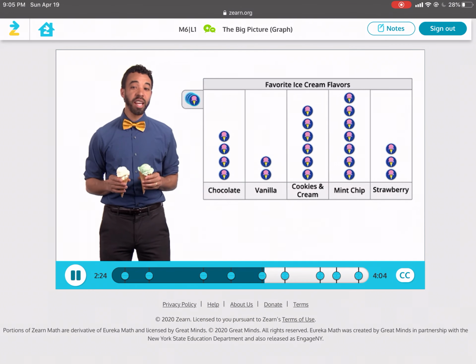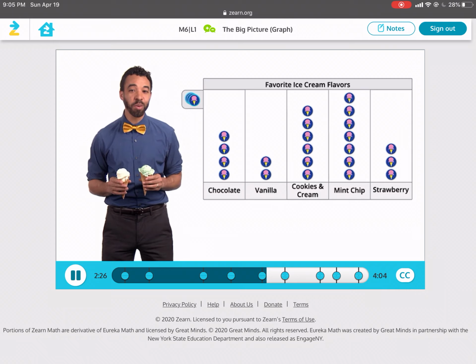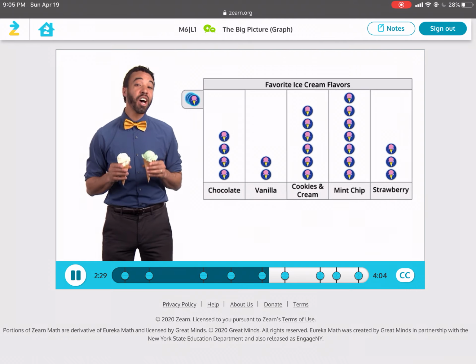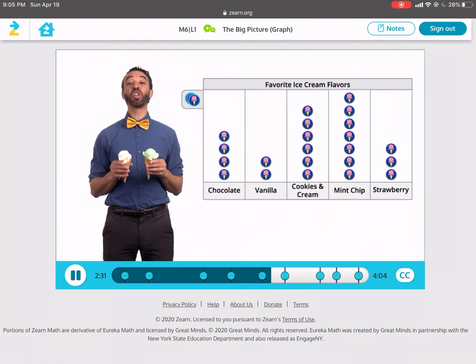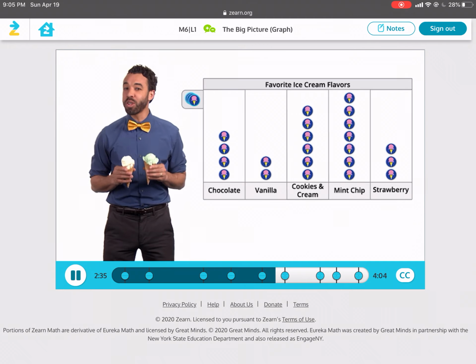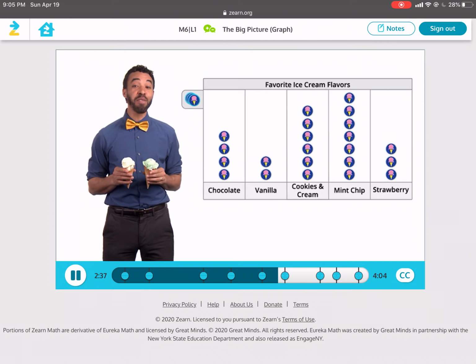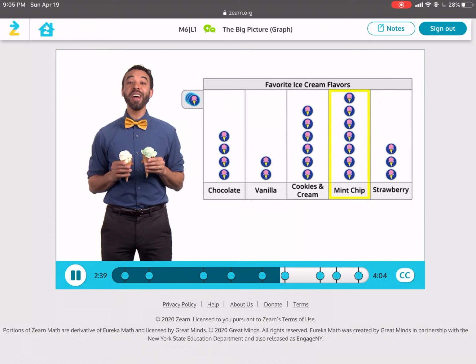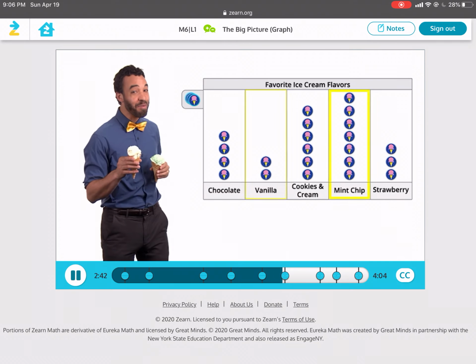Now that we know which flavors we should stock in our ice cream parlor, we can use our picture graph to understand more information about Zerner's ice cream preferences. Try this one. How many more Zerners like the most popular flavor, mint chip, compared to the least popular flavor, vanilla?